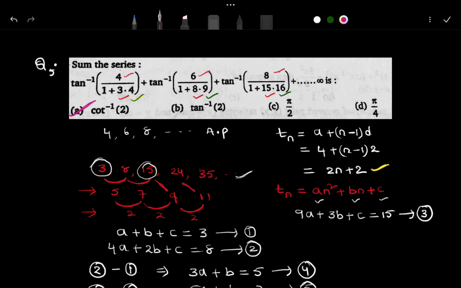I hope this problem is very clear. It is a very important question for mains or advanced. It is a very important model, so please all of you practise thoroughly until you understand the concept.